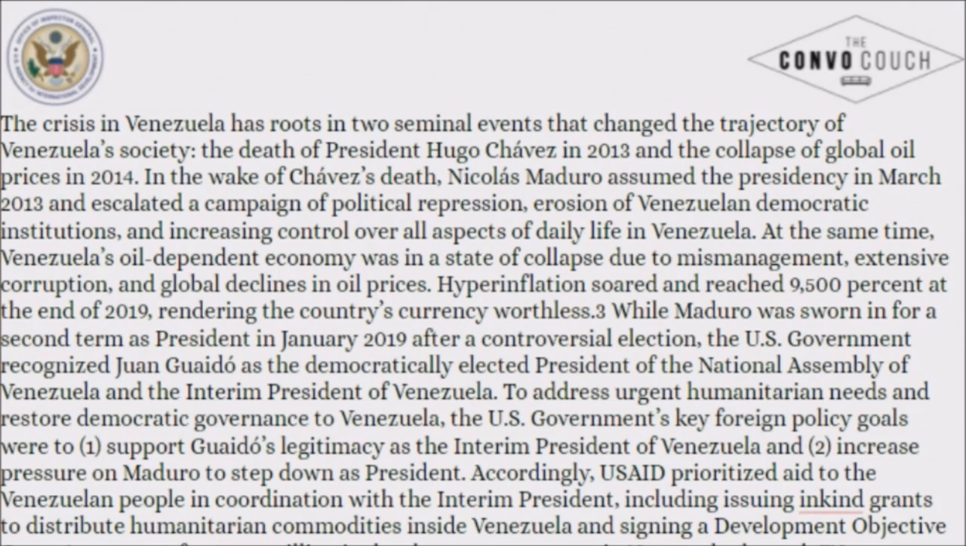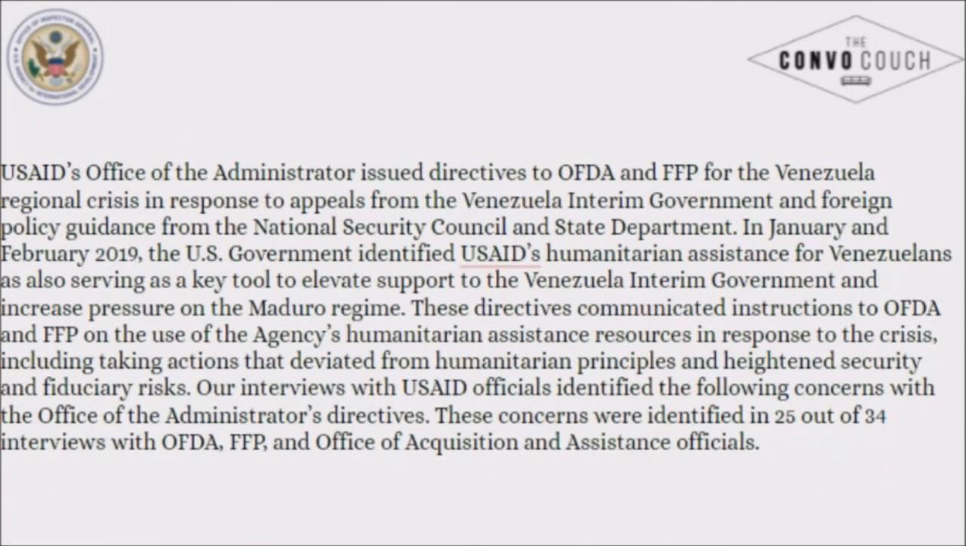I thought Scoop Gang was the interim president of Venezuela. And to address urgent humanitarian needs and restore democratic governance to Venezuela, the U.S. government's key foreign policy goals were to, one, support Guaido's legitimacy as interim president of Venezuela, and two, increase pressure on Maduro to step down as president. Accordingly, USAID prioritized aid to the Venezuelan people in coordination with the interim president. There it is, right there.